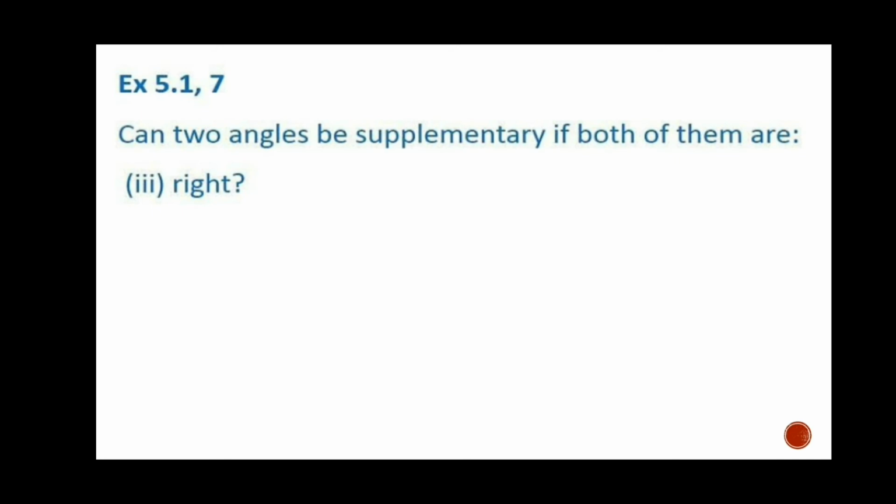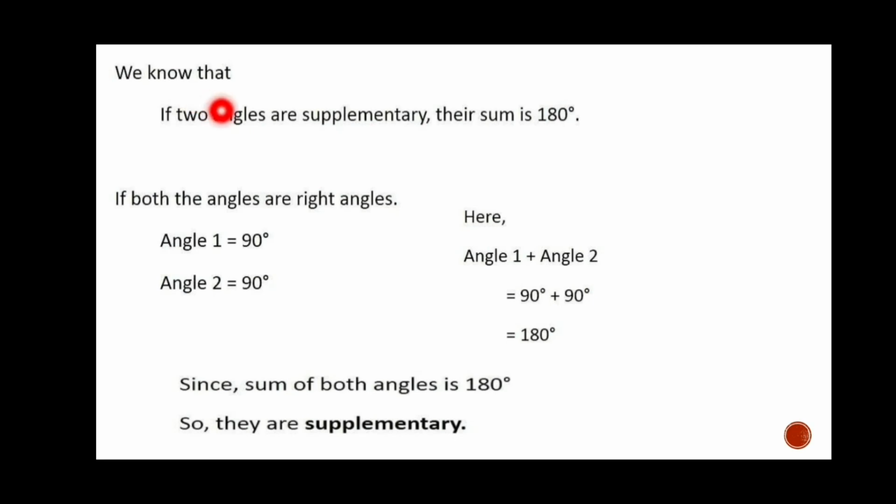Now the third part of this question is, can two angles be supplementary if both of them are right? It means the two angles should be exactly equal to 90 degrees. So let's see. We know that if two angles are supplementary, their sum is 180 degrees, and if both the angles are right angles, angle 1 is 90 degrees and angle 2 is also 90 degrees. So if we add both the angles, we get the sum exactly 180 degrees, and since the sum of both angles is 180 degrees, they are supplementary angles.